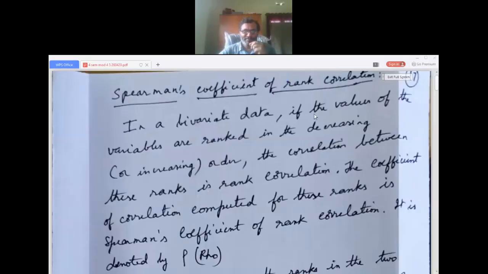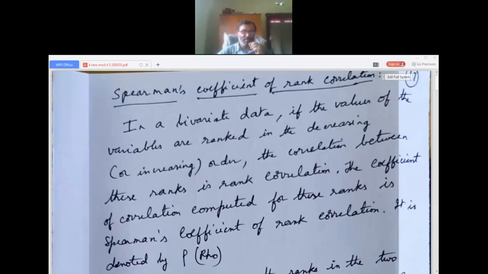Okay, good morning. Today we are discussing, after last class, Karl Pearson's correlation. Today I am discussing Spearman's coefficient of rank correlation. Easy, just try to understand.